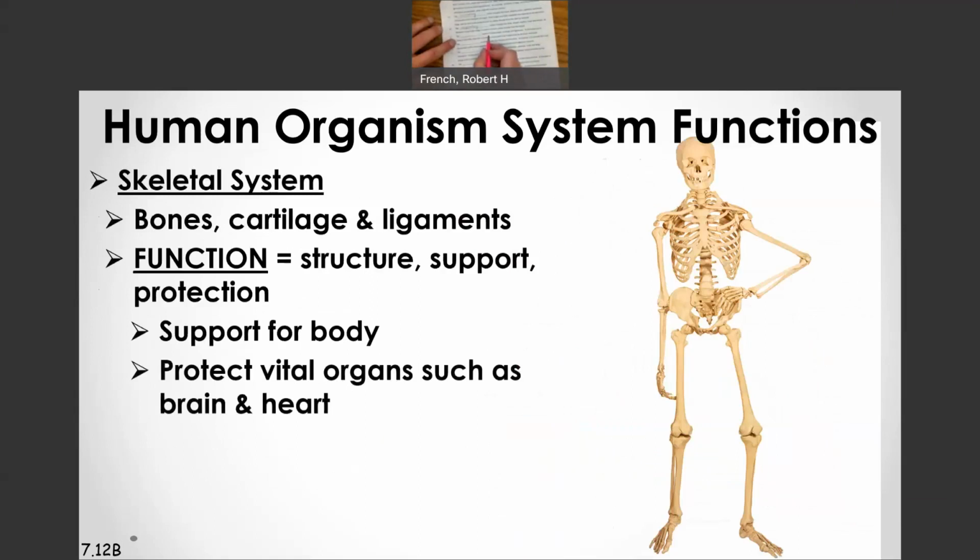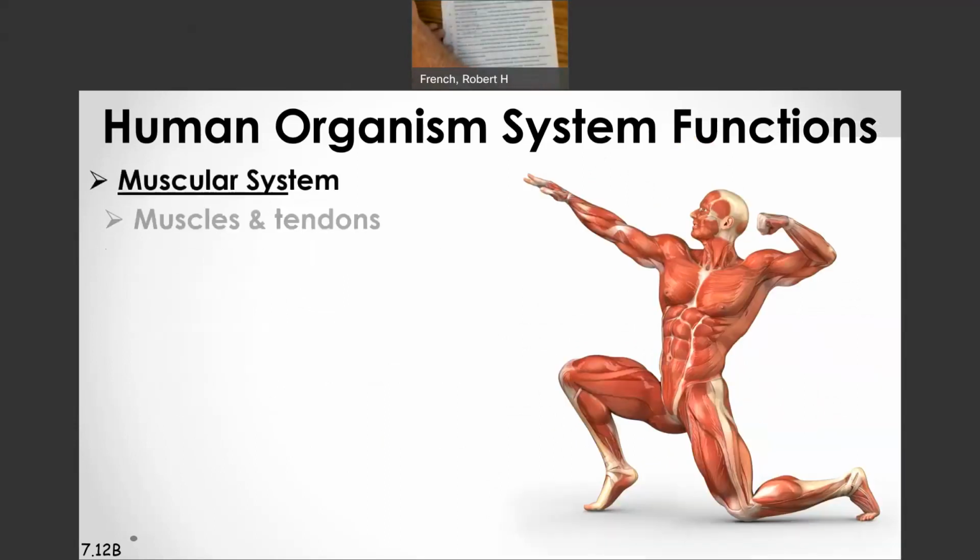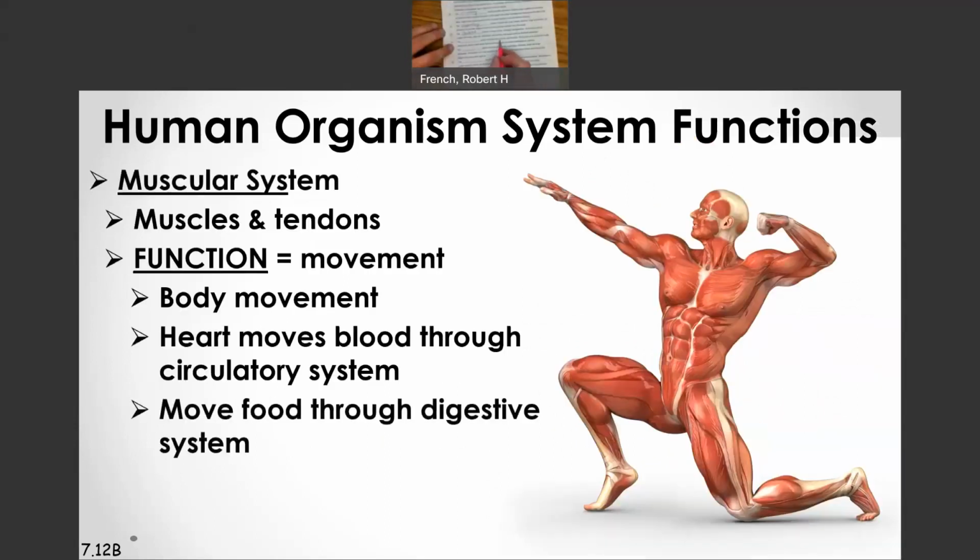The blank system includes bones, cartilage, and ligaments. That would be skeletal. Its functions are to support the body, allow for movement, and protect vital organs such as the brain and heart. The blank system includes the muscles and tendons. That'd be the muscular system.